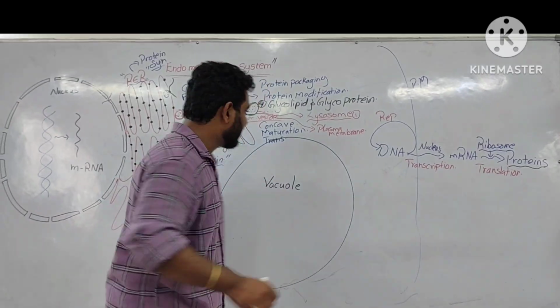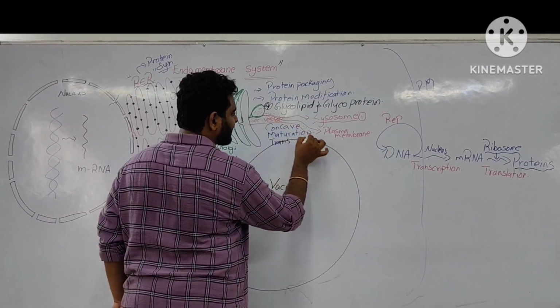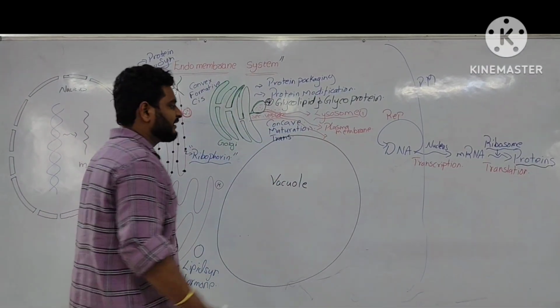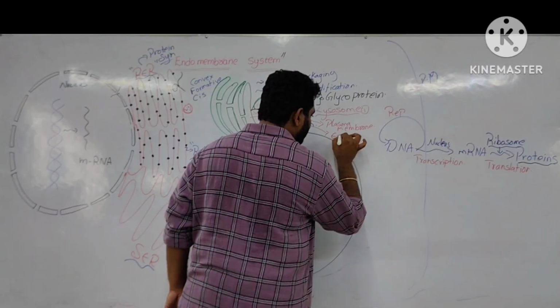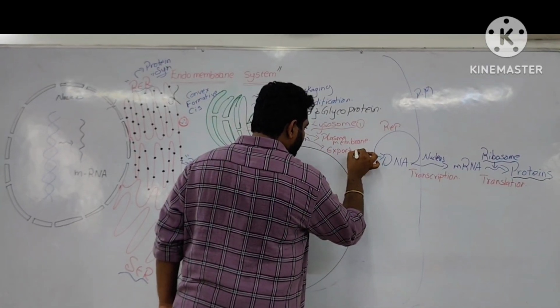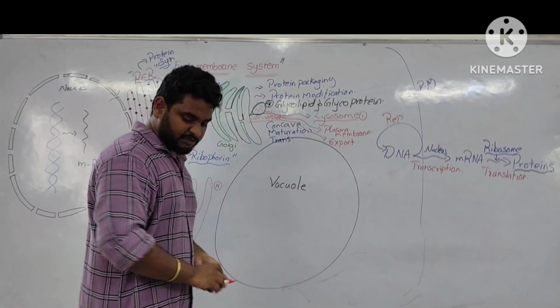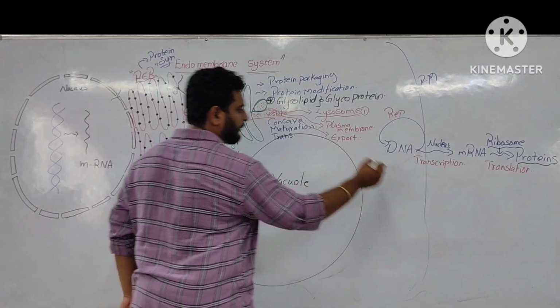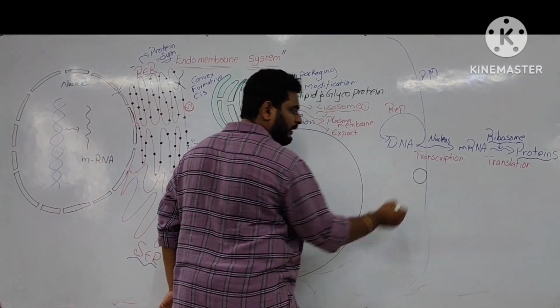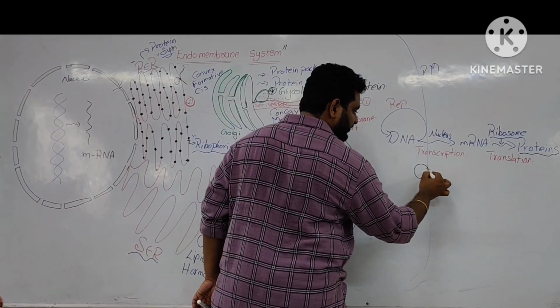Now, the third fate, the last and final fate of this secretory vesicle is none other than export. Some of the contents have to be directly exported out. These vesicles go and bind to the plasma membrane, and after binding, they merge with the plasma membrane.